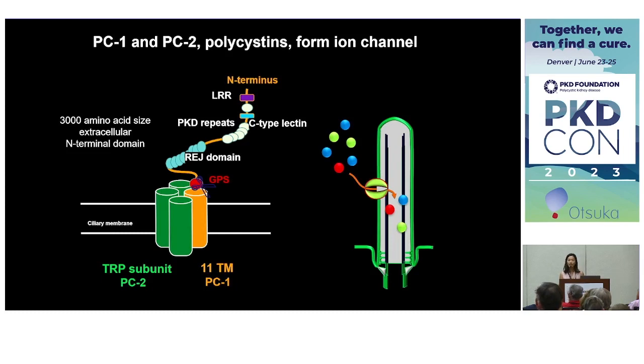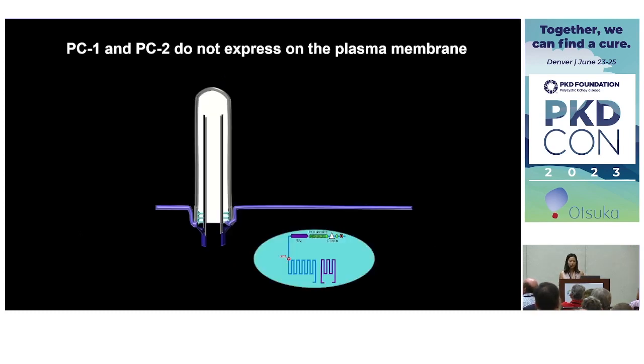But it's really hard to study, not only because of the large size of this protein, but also because they are specifically localized in the primary ciliary membrane, and it's really hard to patch clamp. As you can see, it's very teeny tiny. So to tackle this problem, here's what we did. The polycystin complex is not expressed on the plasma membrane. It only traffics to the cilia and then conducts ions.